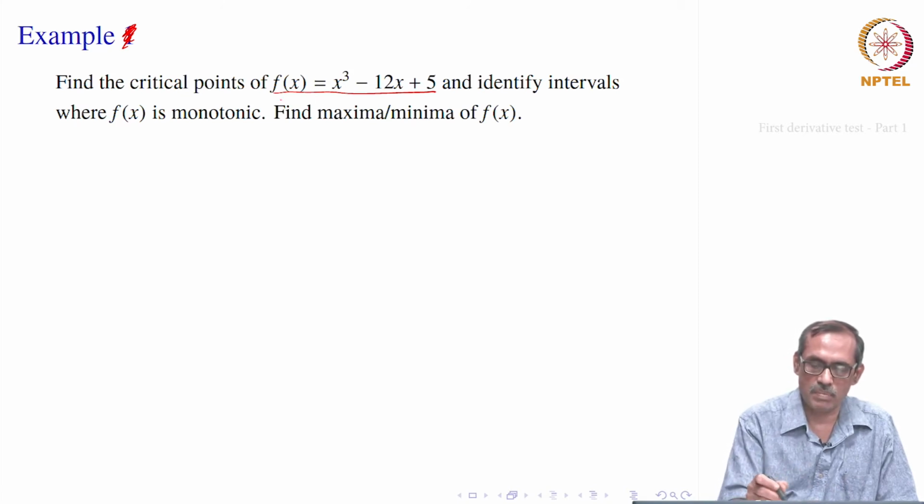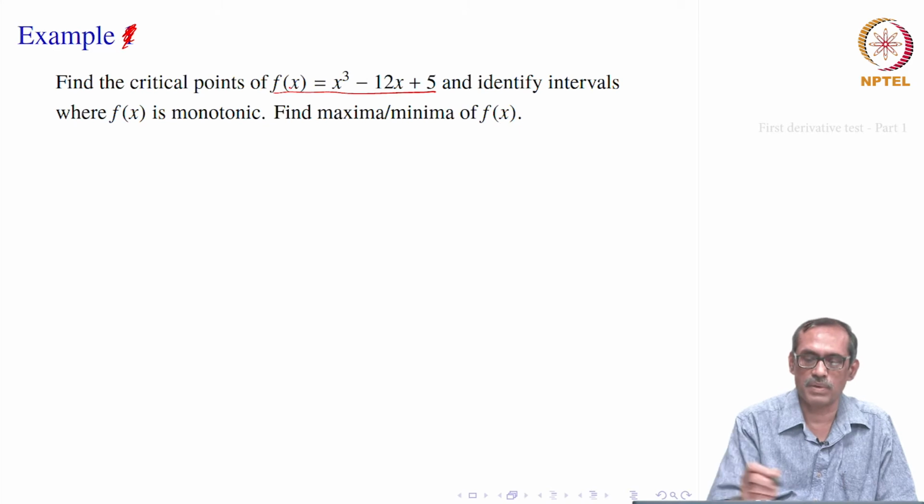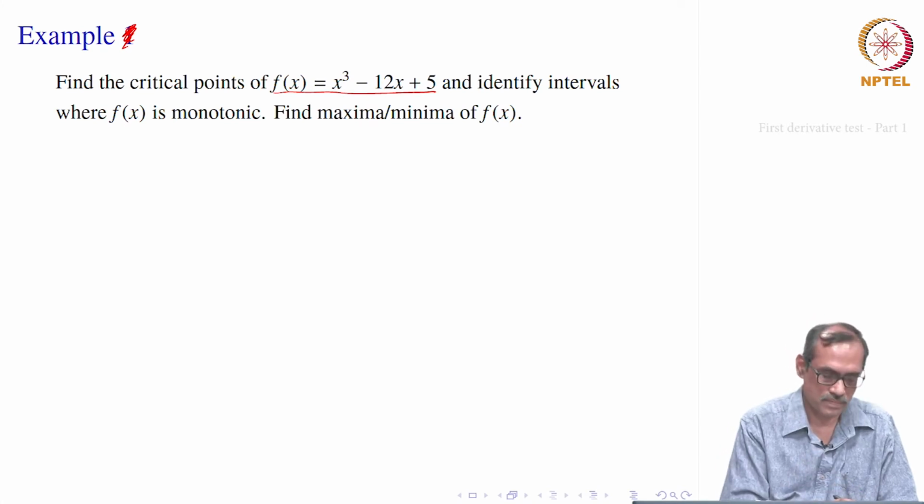Now, first of all, this f(x) is defined everywhere on R. So, every point is an interior point and it is differentiable over R. So, critical points will be those where the derivative is 0.